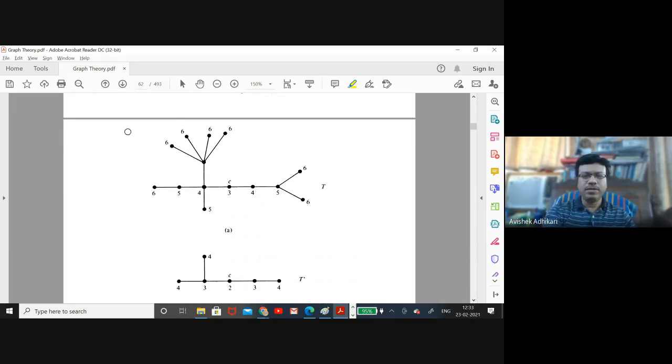So now quickly tell me which will be the center. Any guess who could be the center? And how many of them?